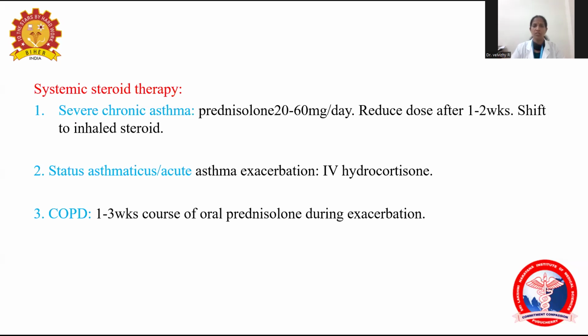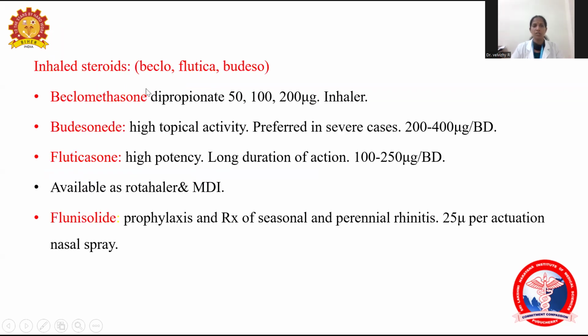Okay. So systemic steroid therapy, as I told in the classification, we have inhaled, oral and parenteral. Systemic steroid therapy is indicated when the patient has severe chronic asthma or status asthmaticus, or if the patient is having COPD. In these three cases only, we have to prefer systemic steroids. Otherwise, we can go for inhaled itself. Inhaled corticosteroids like beclomethasone, budesonide are preferred. These are the different doses of these drugs. All these drugs are available in spray form.